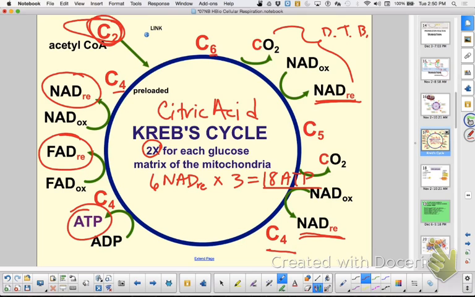And those 2 FADs, 1 a turn that I get, generally speaking, those will get you how many ATP? They don't go to the top. Remember, they go in part way down. How many ATP will they get you? 2. 2 times 2 is what? 4. So 18, 22 ATPs just from that, plus I go around twice, there's 2 more. That's 24 ATP just from here that I ultimately get.